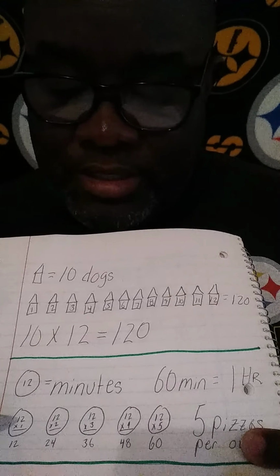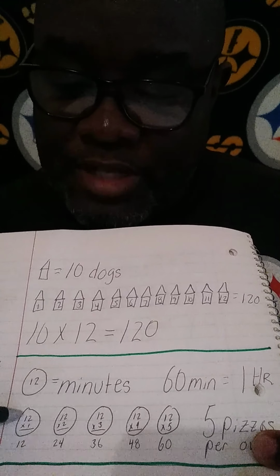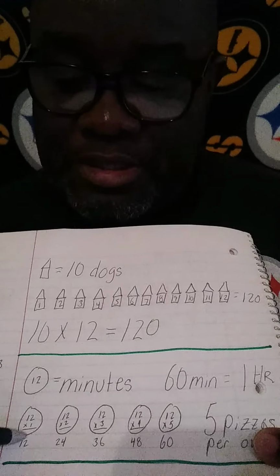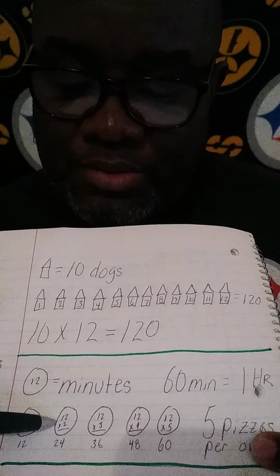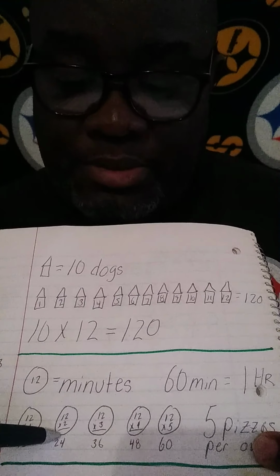So what I did is I drew pizzas. I started drawing pizzas. I said 12 times 1 equals 12. So that's the first 12 minutes for one pizza. 12 times 2 is 24. So we know we can do at least 2 pizzas.